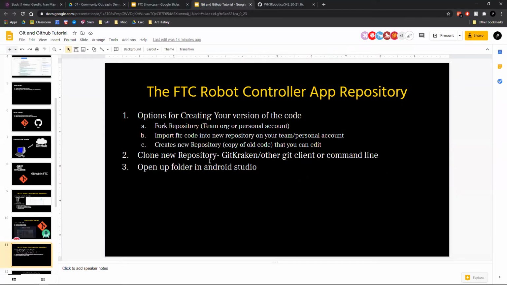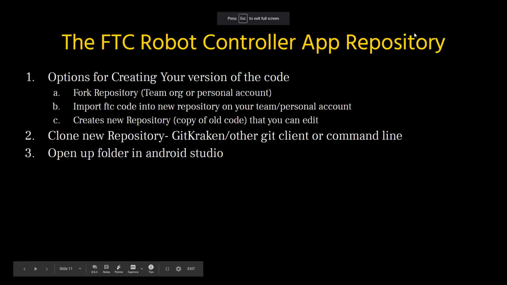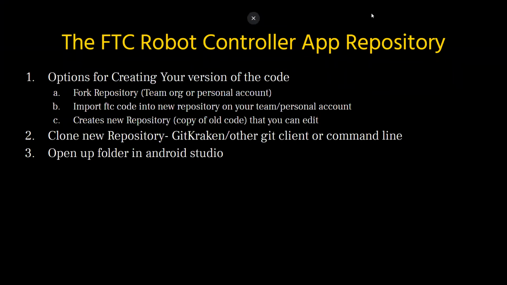So that's what the first 3 steps are for creating a new FTC robot controller app repository using GitHub, and how you can clone it, open it up in a folder, and open it up in Android Studio. So does anyone have any questions on that first part?